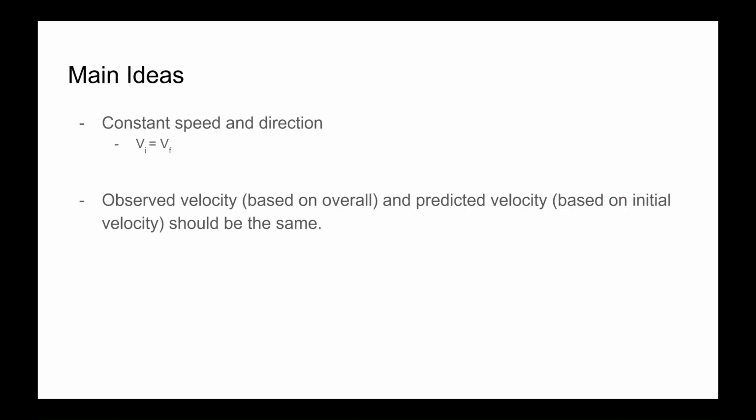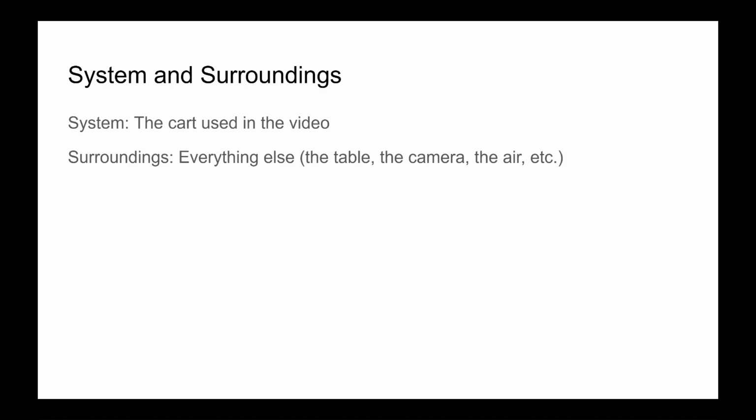The main idea is there's a constant speed and direction, so the initial velocity should equal the final velocity. The observed velocity based on the points found in a tracker app, and a predicted velocity based on a calculated initial velocity, should be the same. The system in this video is the cart, and the surroundings is everything else.